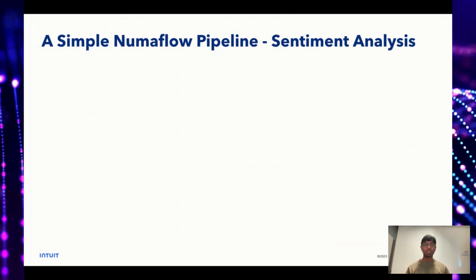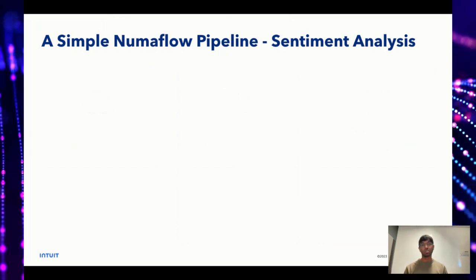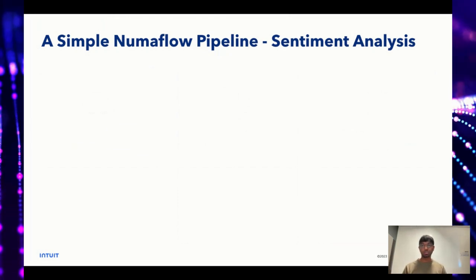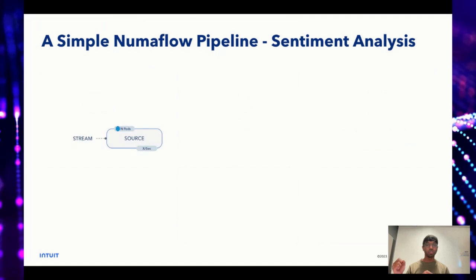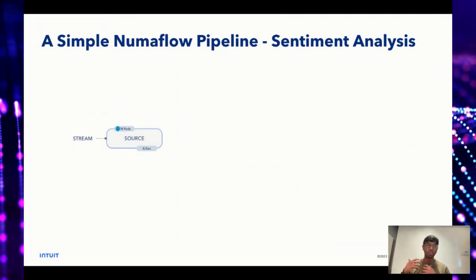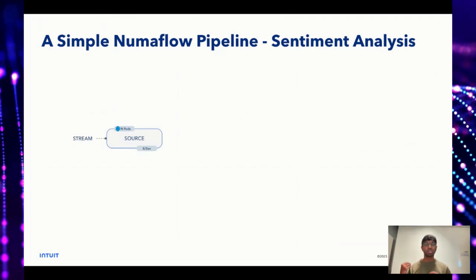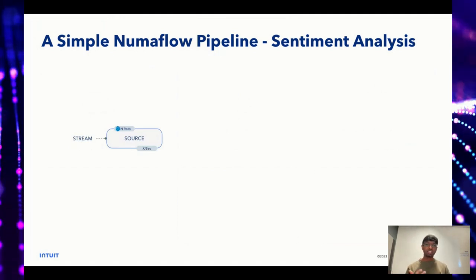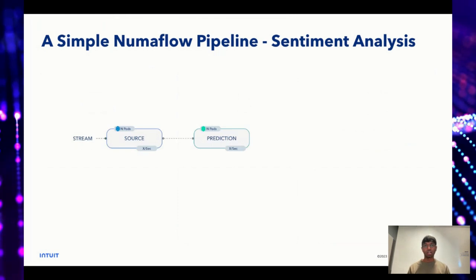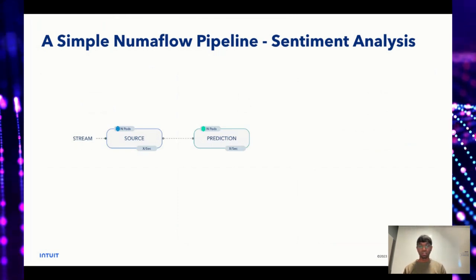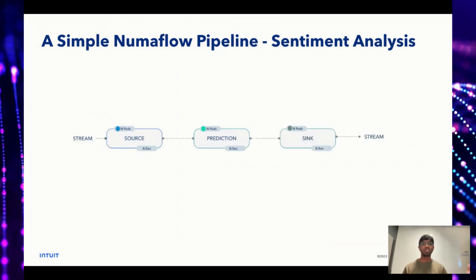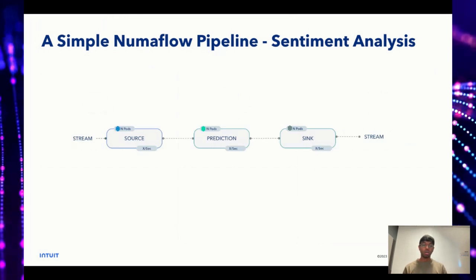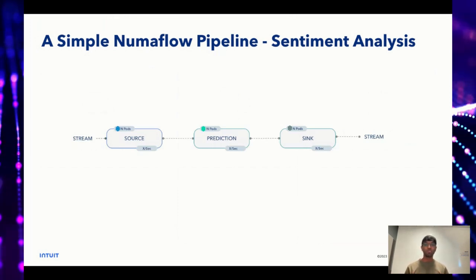So far, we have seen that you need an event stream to start with. For the sentiment analysis use case, I'm going to say I just have a stream of events, probably Twitter or wherever it may be, some kind of piece of text that you are receiving as an event stream through HTTP or Kafka or whatever it may be. The second is you want to do some kind of prediction on that, like sentiment analysis in this case. And then lastly, you would want to write these results to some kind of sink. So what does Numaflow offer here?